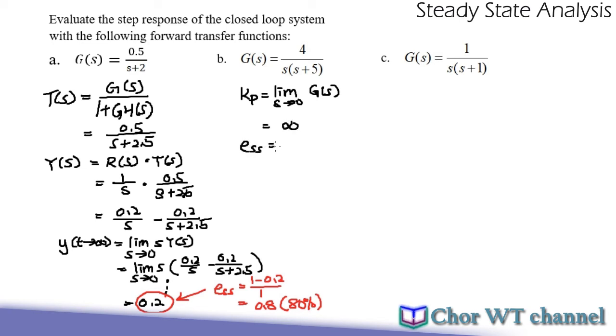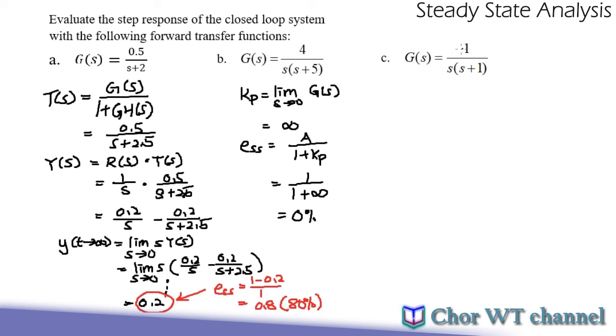And my steady state error will be A divided by 1 plus Kp, where A is the magnitude of the step input. In this case, since we are using a unit step input, A will be equal to 1. But regardless of the value of A, if we use 1 over 1 plus infinity, we will get 0%. So for part B, regardless of the magnitude of the step input, we are always going to get the result of no steady state error.